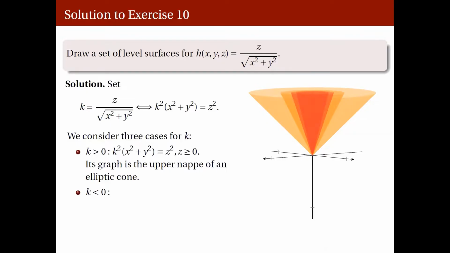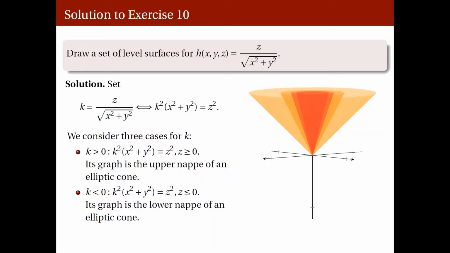For k na negative naman, we have the same equation, but this time, since the multiplier for square root of x squared plus y squared in the original equation is negative, the resulting graph will be only for the part where z is less than or equal to 0. So in this case, we have a lower nap. Yung nasa baba naman. Okay?